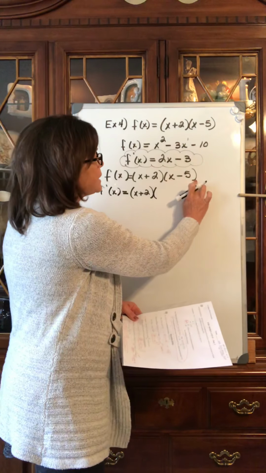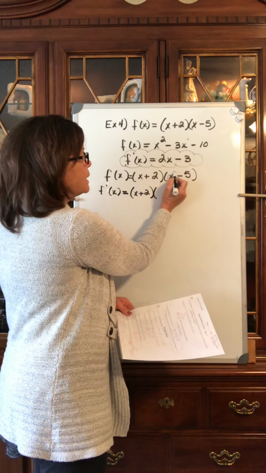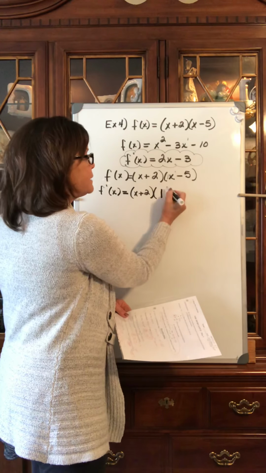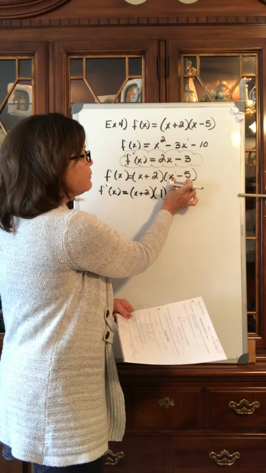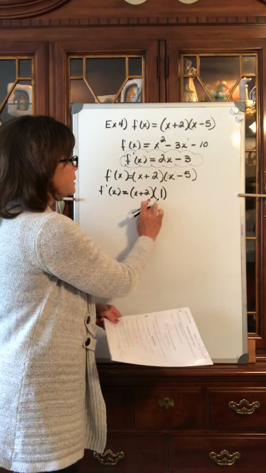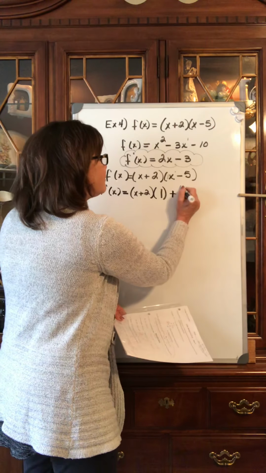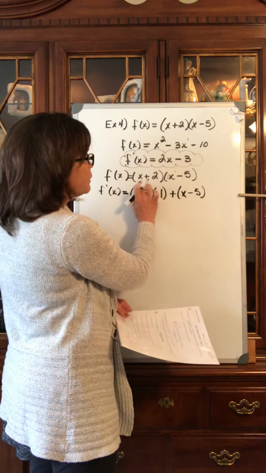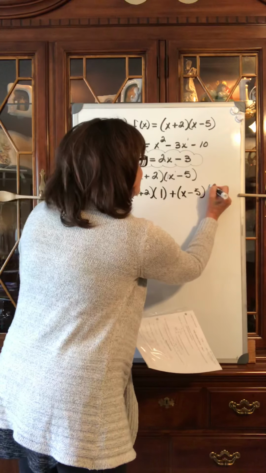The derivative of x minus 5, this 1 times 1, and then x will go down to the 0 power, the derivative of negative 5 is 0. So the derivative of the function x minus 5 is just 1. So here's the first function times the derivative of the second, plus the second function, x minus 5, times the derivative of the first function. The derivative of x plus 2 is just 1.